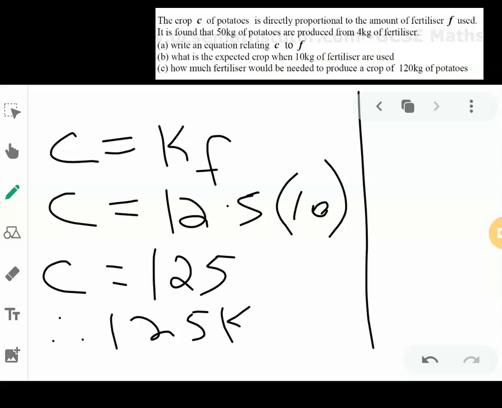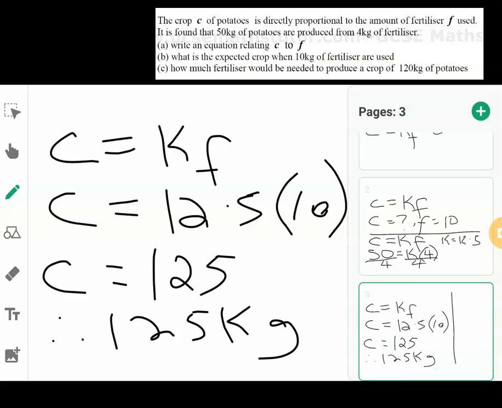So the crop that is expected when 10 kg of fertilizer are used is 125 kg of potatoes. And I leave you to find part C because this video is running for too long.